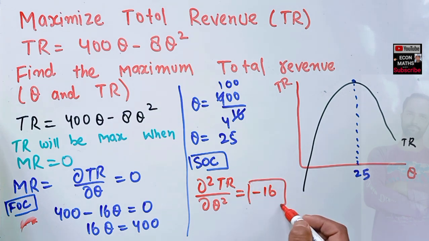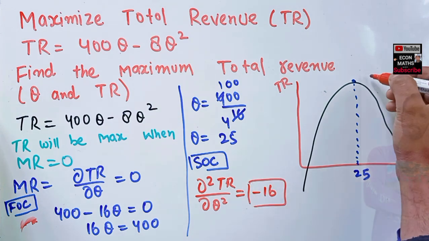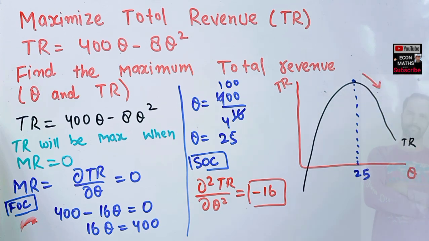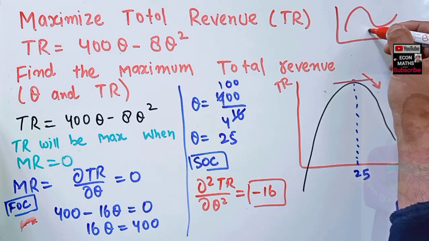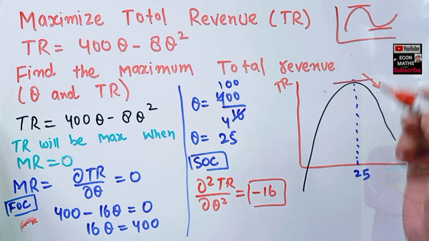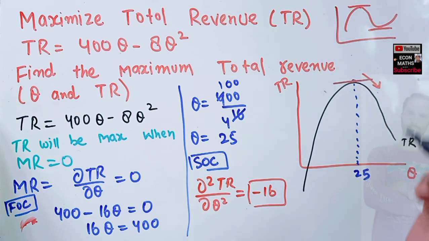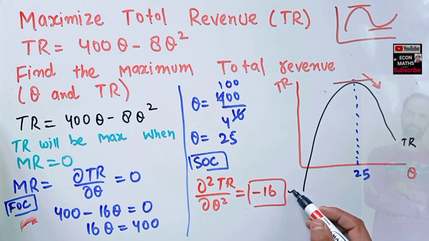Since the value of the second derivative is negative, obviously this point will be a maximum. The second derivative is used to check whether we are at a maximum or minimum. The first derivative simply tells us the point where the slope is equal to 0. Let us say we have this kind of function; here the slope is 0, here the slope is 0, so the first derivative tells us the slope is equal to 0. But to make sure that we are at a maximum or minimum, we need to check the second derivative.